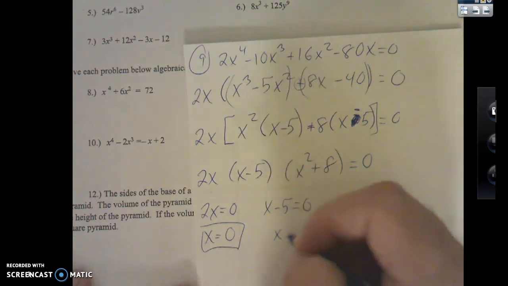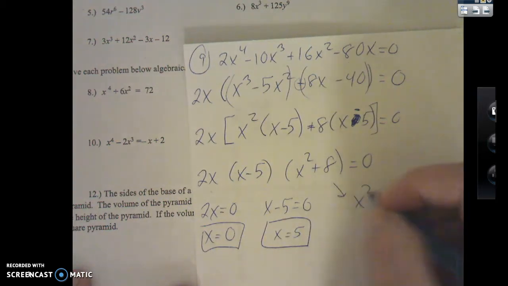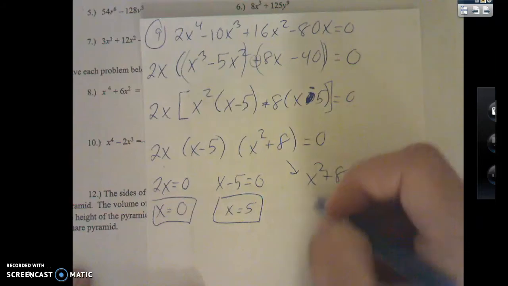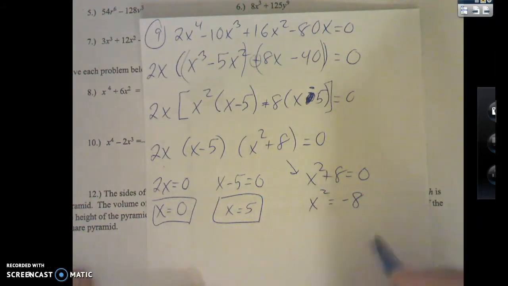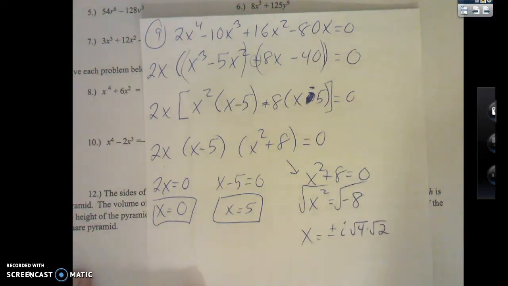Solve for that. Add the 5 over. x equals 5. Hooray. And then x squared plus 8 equals 0. A little more work here. If I subtract the 8 over, I get x squared equals negative 8. Square root left, square root right. x equals plus or minus i root 4 times root 2.